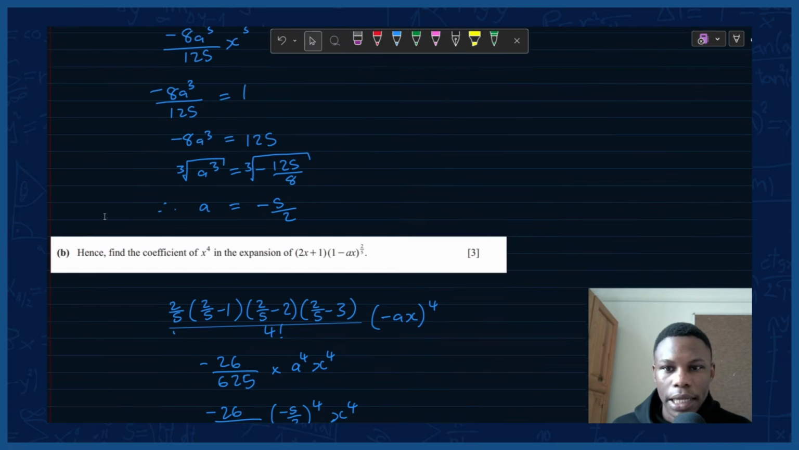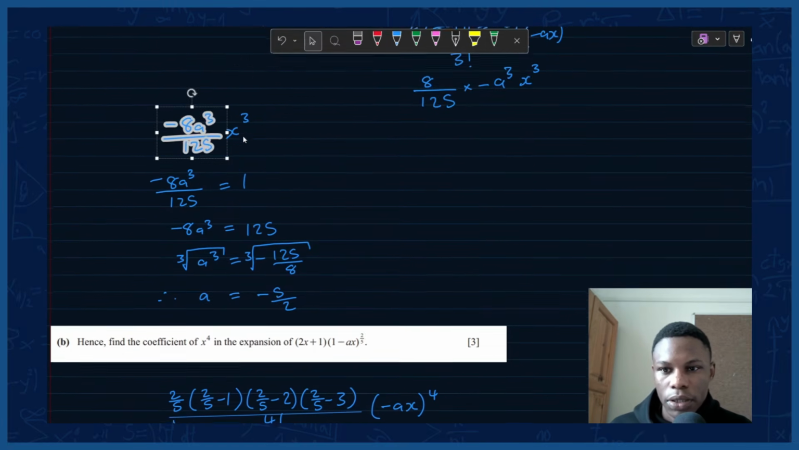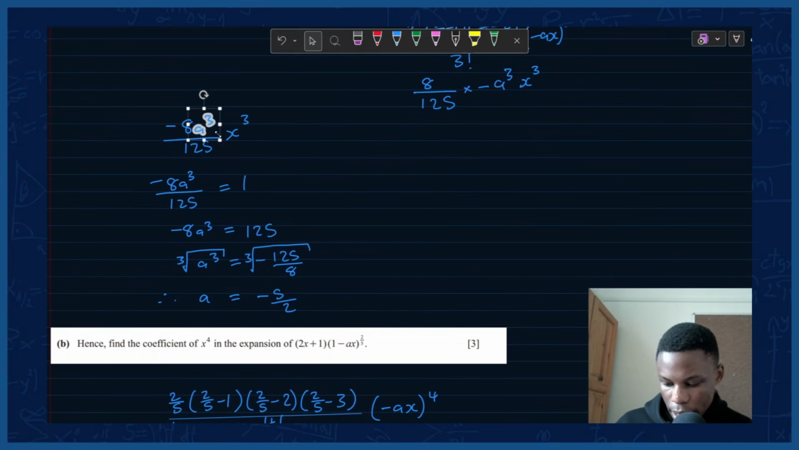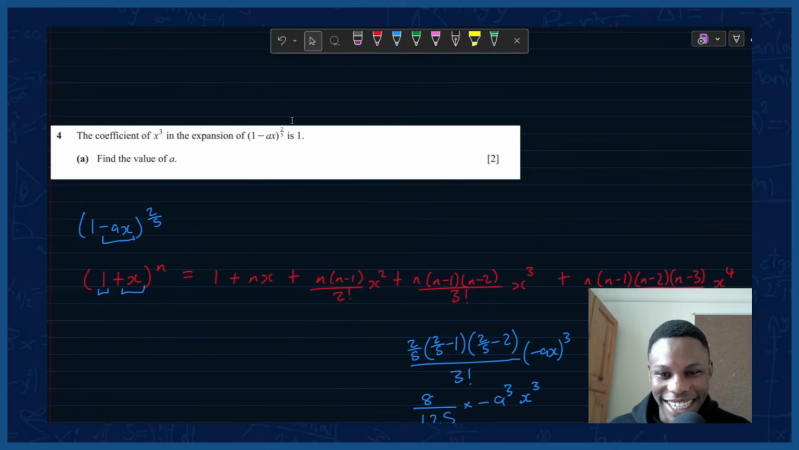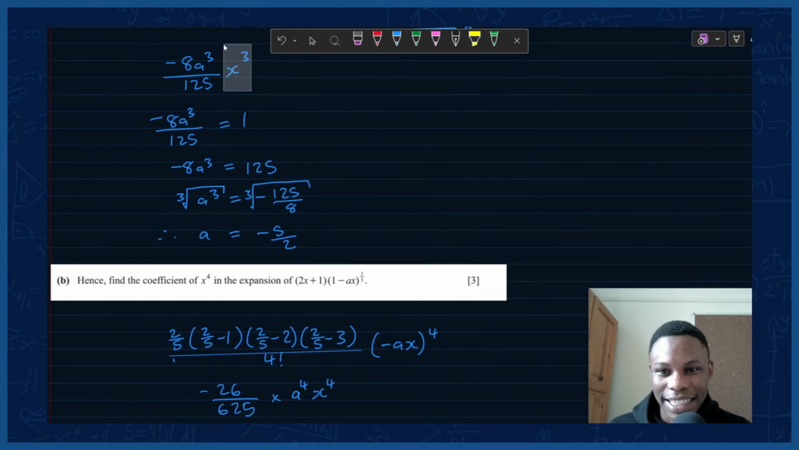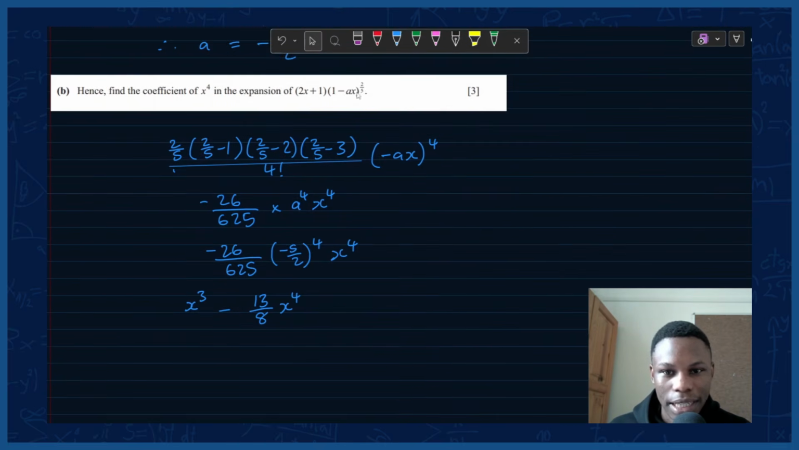Okay. And then we can also simplify this coefficient of x cubed in part A. So if we do that, we're just going to substitute a there. So it becomes negative 8 times negative 5 over 2 cubed divided by 125. That gives us, oh, that's silly. They did tell us that the coefficient of x cubed was 1. Okay, so we do know that this is just 1x cubed, right? So we've also got an x cubed here. So I've got x cubed minus the 13 over 8 x to the 4. That's representing the terms that we need from this bracket that are actually useful.